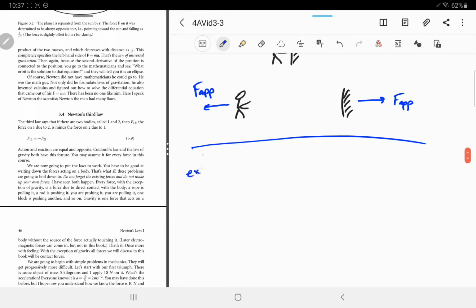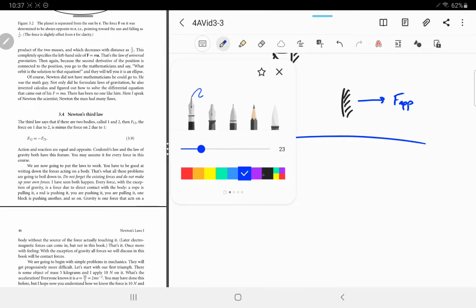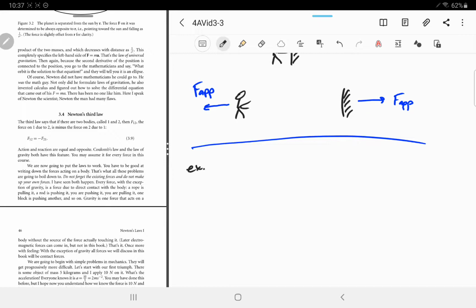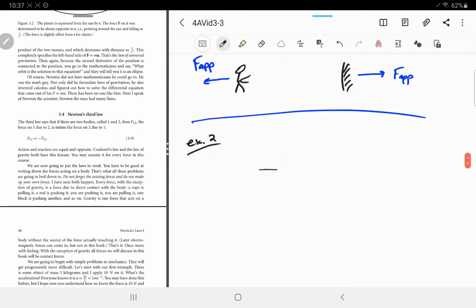Example 2. Let's go back to black. Let's say you're pushing a block to the right. But because of friction, the block is going at constant speed.